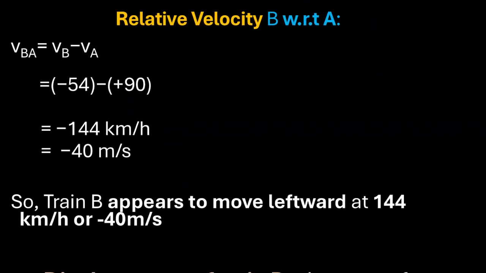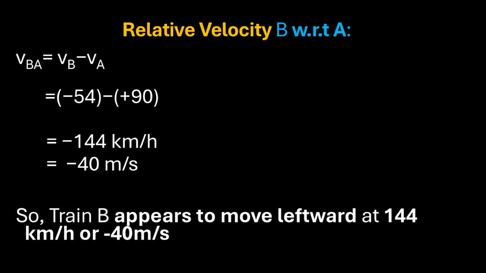Okay. Now, coming into the numerical part of the question. What is the relative velocity of B with respect to A? VBA is equal to VB minus VA. What is VB? It is minus 54. Why is VB minus? Because VB is towards left and VA is towards right. So we need to include direction.